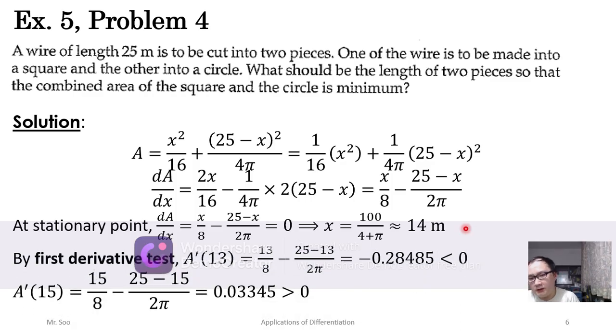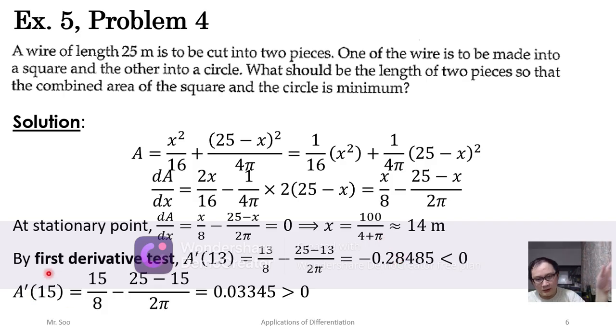Again, first I'll use the first derivative test. To the left of 14, I pick any value; in this case, I take 13. Then I substitute into my dA over dx or A prime x. By the way, dA over dx is the same as A prime x. They are the same notation. So you substitute into dA over dx, or A prime x, and you get a negative value, correct?